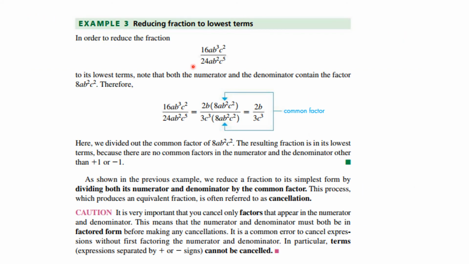Here's an example. 8 goes into 16 twice, 8 goes into 24 3 times. A over a is going to be 1. B cubed over b squared is just going to be b, and c squared over c to the 5th is going to be c cubed in the denominator. So when you cancel those common factors, what you will get is 2b over 3c cubed.